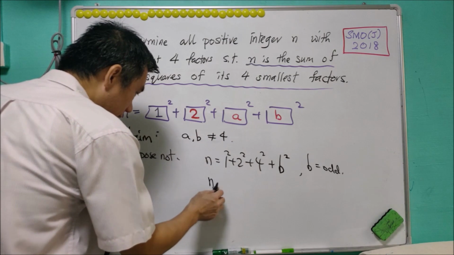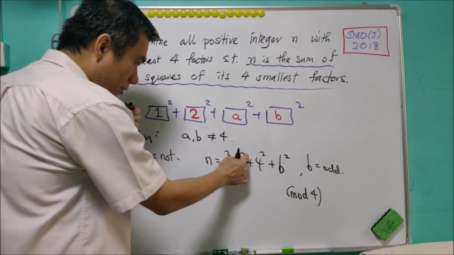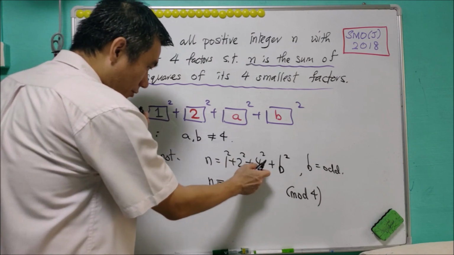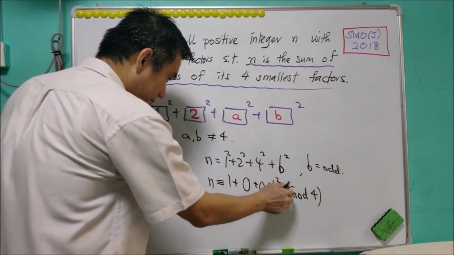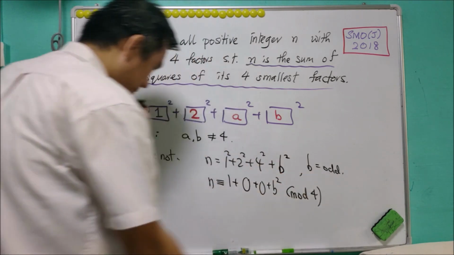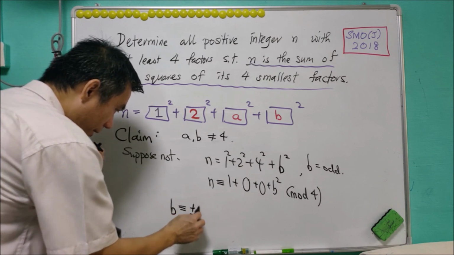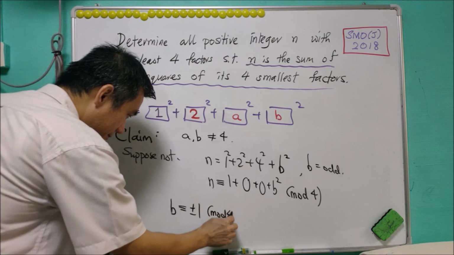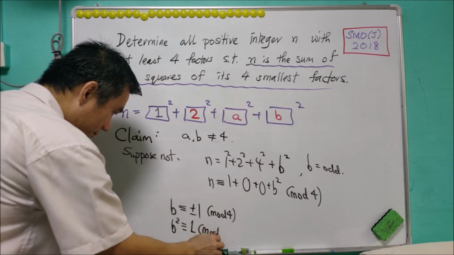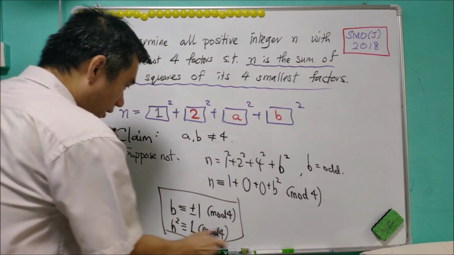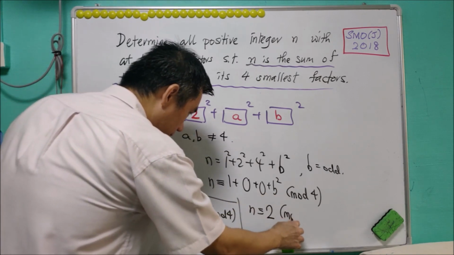Now we will consider this number modulo 4, and we will see that 2 squared is 4, that's why it is congruent to 0 mod 4, and 4 squared is congruent to 0 mod 4, and this is 1, and this is b squared. Since b is an odd number, then b must be equal to plus or minus 1 mod 4. If that's the case, b squared has to be congruent to 1 mod 4. So this means that n will be congruent to 1, and 1 is congruent to 2 mod 4.